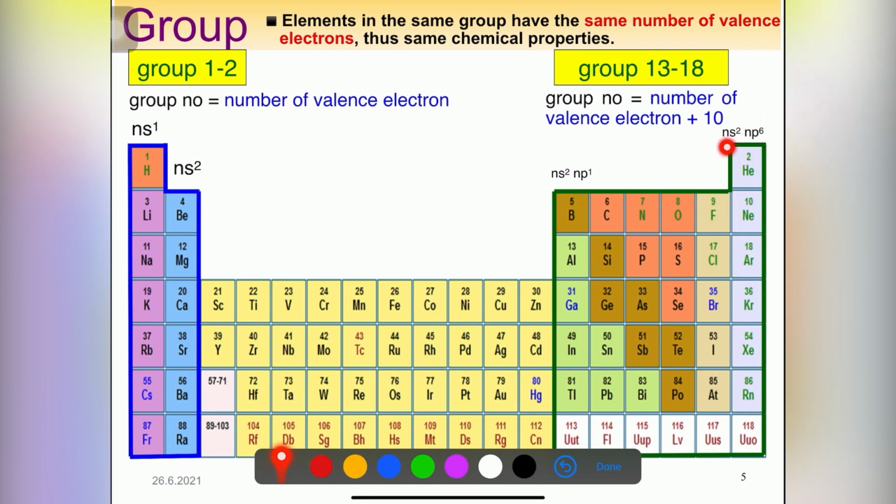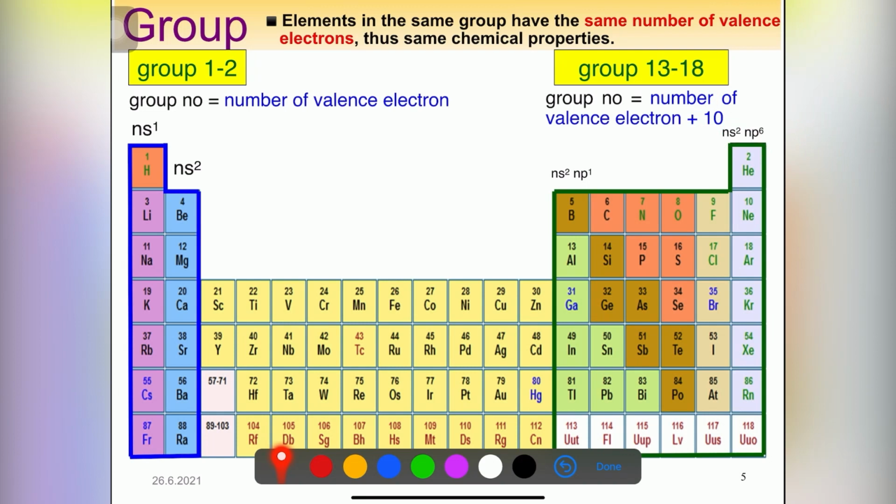Okay, and the value of the n are the same. Let's say if it is located in period 2, it will be 2s2 2p6, and the total valence electron is 8. To determine the group number, 8 plus 10, so it is in group 18.